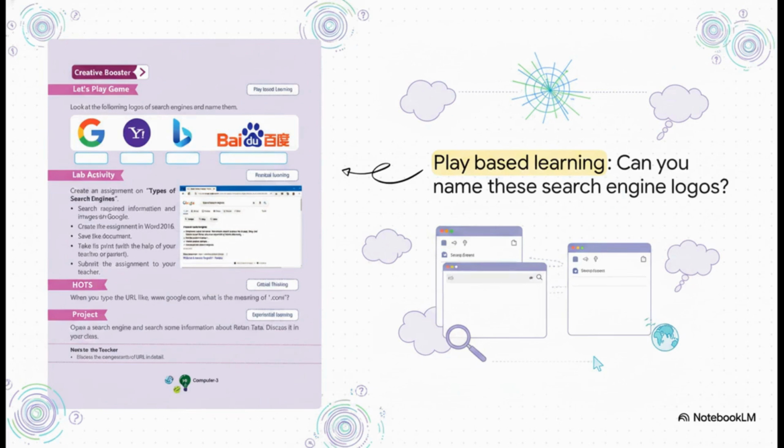Take a look at these logos. Did you manage to identify all 4? Going left to right, we've got the classic G for Google, the purple exclamation mark for Yahoo, the lowercase b for Bing, and that paw print logo on the end is Baidu.